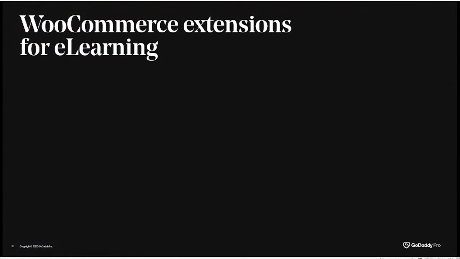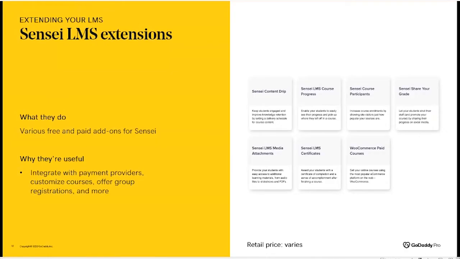So we're going to talk about some WooCommerce extensions for e-learning, because when we talk about the completion rate for online courses being so low, a lot of that has to do with engagement. So one of the things you're going to want to do is keep your students engaged with the course. It can be really hard to do that, but there are a lot of different strategies. Some of these extensions will help with that, and that's how you're going to differentiate yourself in the market. The first one we talked about was Sensei LMS.